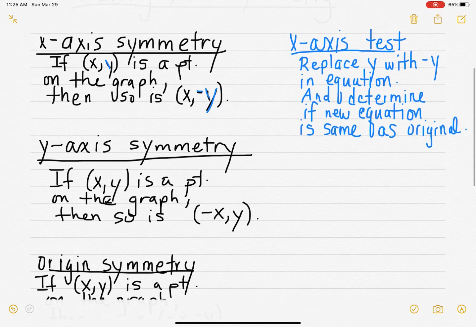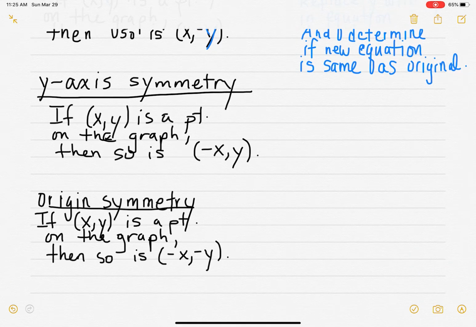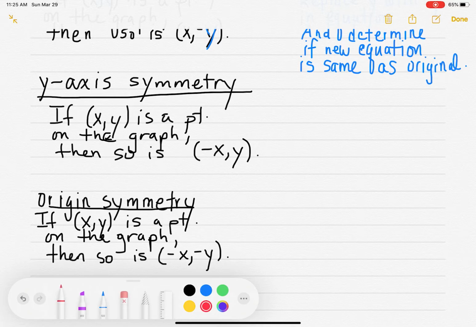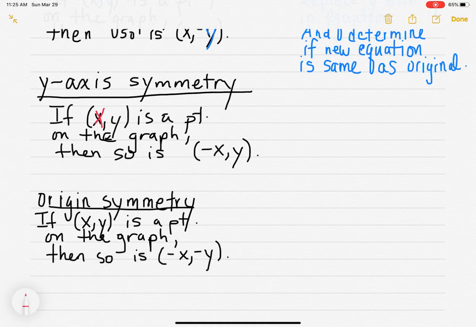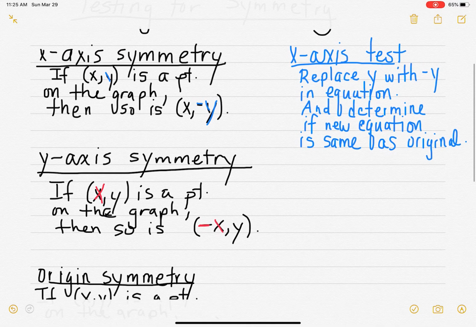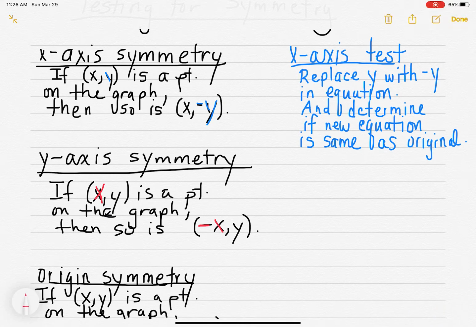Okay, how about the second type, y-axis symmetry, testing for that? Well, remember the characterization was if (x, y) is there, then (negative x, y) should be there as well. So here, if you have an x in the equation, it shouldn't matter whether or not you plug in negative x into the two-variable equation. So how do we test for that? I'll call it the y-axis test. I'll underline that in red, y-axis test.